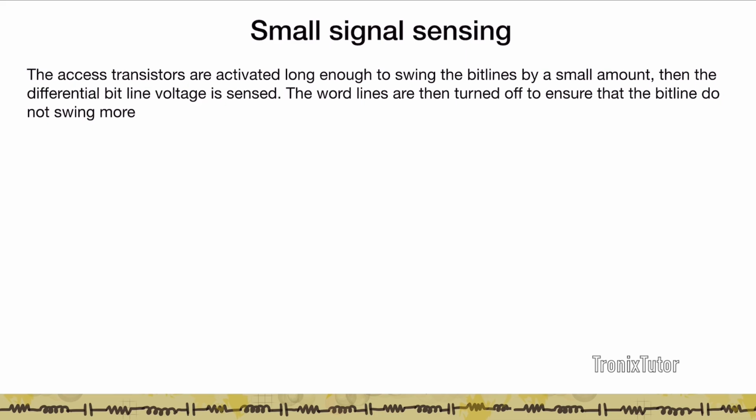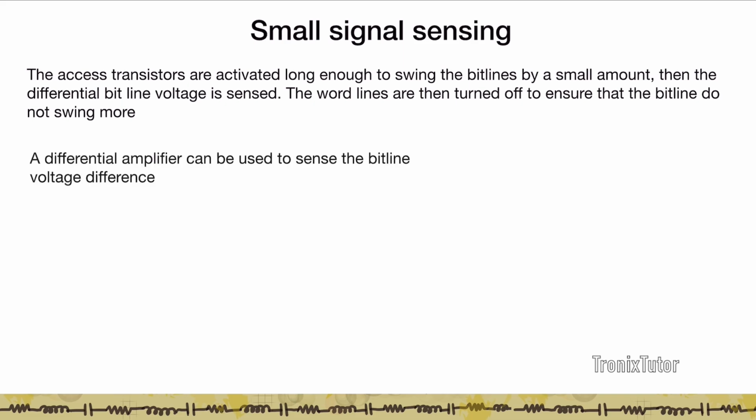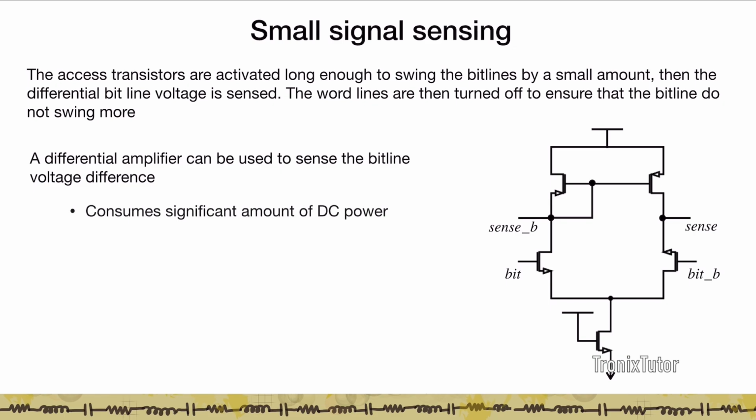And so once we are assured that the separation is large enough that we can now call it a 1 or a 0, we then assume that the voltage is sensed, and then the word lines are turned off, so that way we reduce the leakage associated with the bit line. Now to do that, we basically need a differential amplifier.